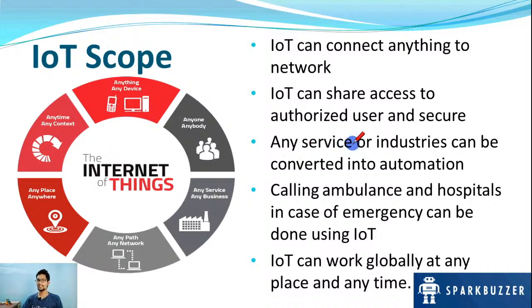For example, any service or any industry can be converted into automation using IoT. Currently I am working on an accident detection project. In this project, it automatically calls an ambulance and nearby hospitals and blood banks to inform them that an accident has occurred. Sometimes there is no one else to call the emergency service, and this can be done using IoT. IoT can work at any place, globally, at any time.